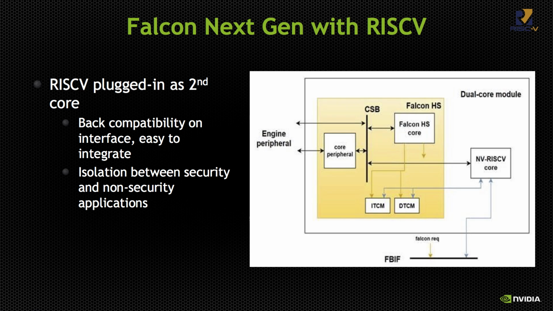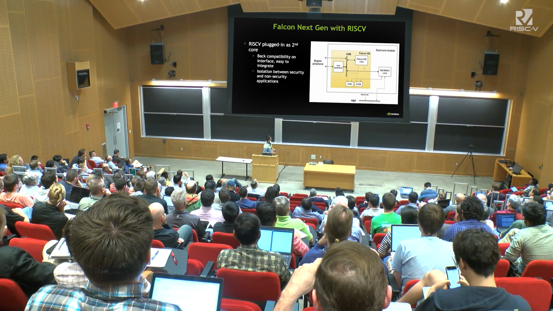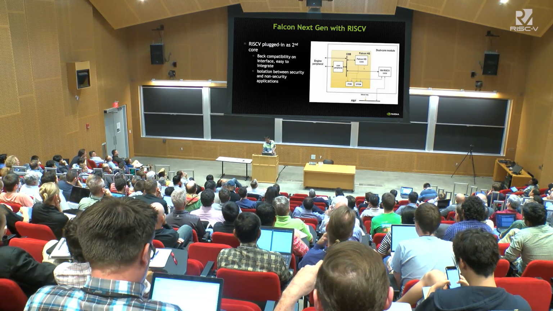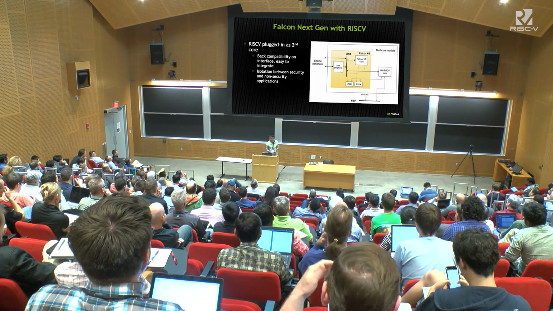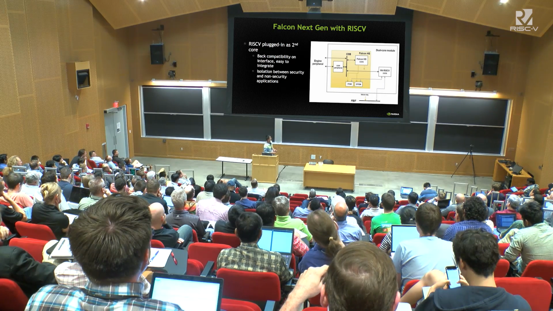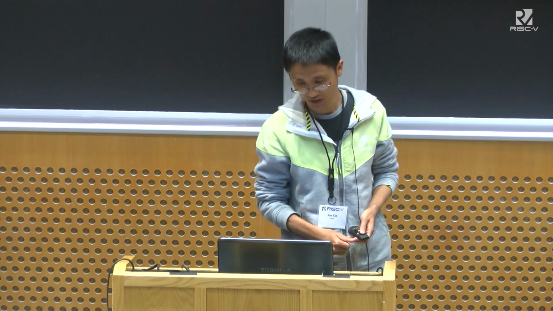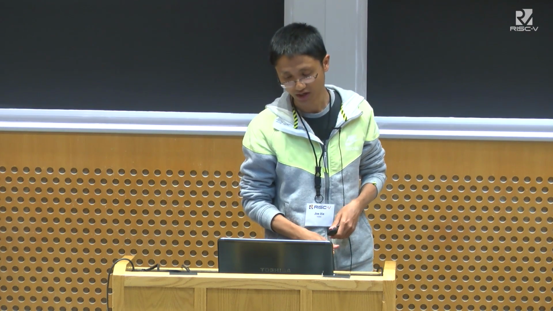This is how we imagine this core will work. Because the area is very small, it will be plugged into the original core as a second core. We see two benefits from doing that. First, we can provide very good backward compatibility on the interface. It is easy to integrate for the engines that are already using Falcon today. They have a lot of tests running with Falcon, so replacing the core would cause a lot of effort for them. So we introduced the core as a second core.